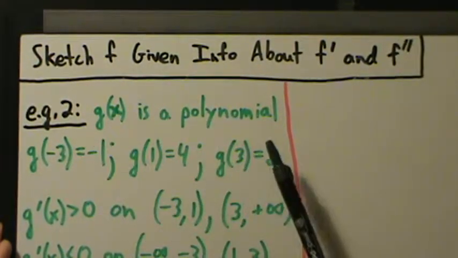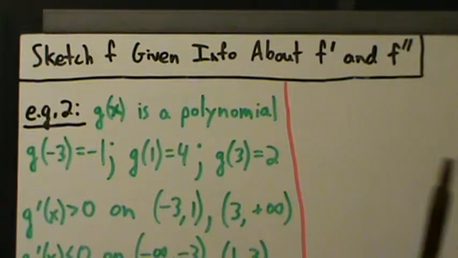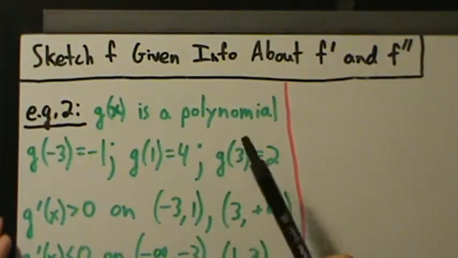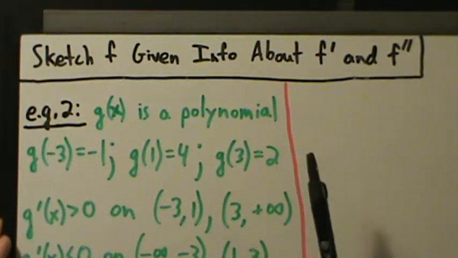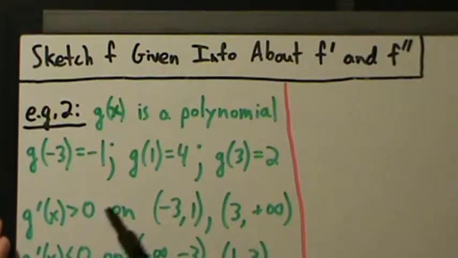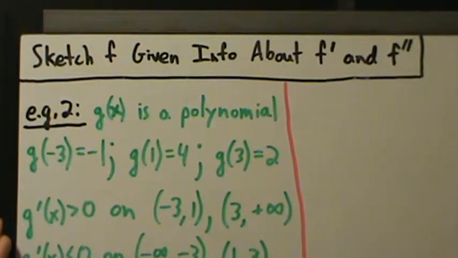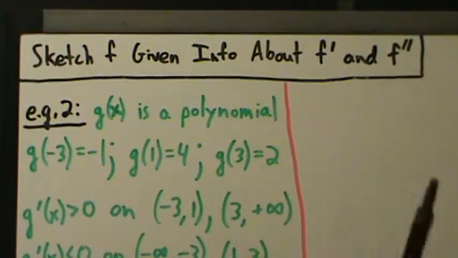So g of x is a polynomial, just like in example 1, so that's good, because again, that means that the graph is going to be smooth, continuous, extend infinitely far to the left and to the right. No holes, no breaks, no jumps, no discontinuities, no asymptotes, no sharp points anywhere, just a nice smooth continuous graph. So that's really helpful for us.